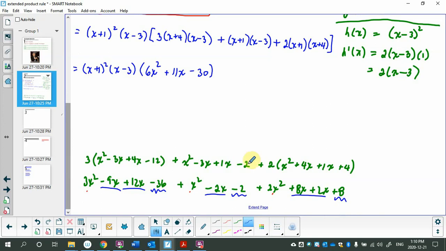It's right here. When I FOIL out this bracket, I get x times x, which is x squared, x times negative 3, which is negative 3x, positive 1 times x, which is positive 1x, positive 1 times negative 3 is negative 3. Sheesh.